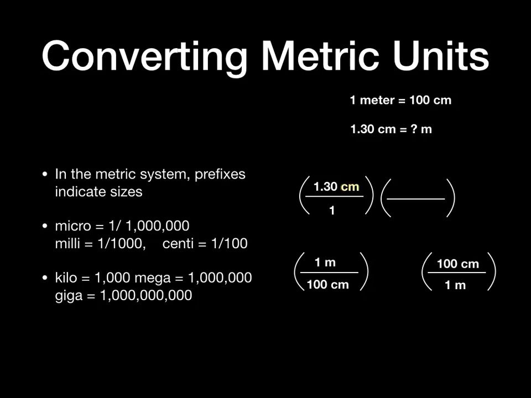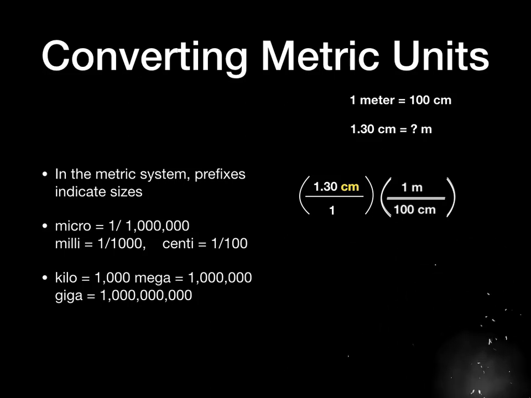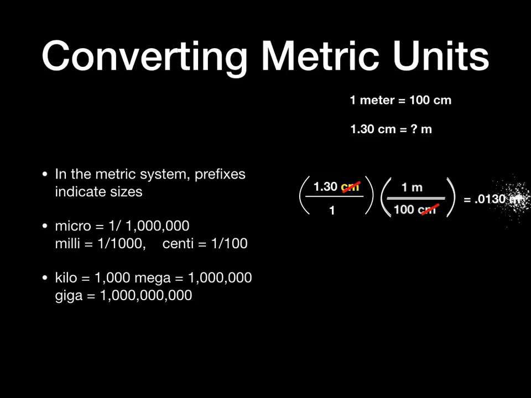Since the 1.30 centimeters in our original number has centimeters on the top, we want to cancel that unit out. So the fraction we're going to pick needs to have centimeters on the bottom. So the conversion factor that we're going to use is the 1 meter over 100 centimeters. In this case, now the unit centimeters will cancel out. And again, if we just multiply by everything on the top, divide by everything on the bottom, it shows us that if we take 1.30 and divide by 100, that will give us an answer of 0.0130 meters.